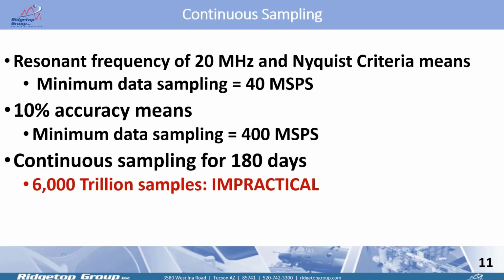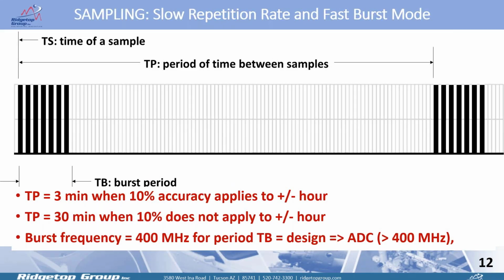Okay, resonant frequency at 20 megahertz. The Nyquist criterion then says I have to sample at 20 megasamples per second. With 10% accuracy, I have to sample at least 400 megasamples per second. So I'm going to continuously sample at 400 megasamples per second for 180 days continuously. No, not going to work. You're not going to be up 180 days. Your system's going to go up and down. It's going to crash. You're going to have to start and restart. And furthermore, 6,000 trillion samples. Totally impractical.